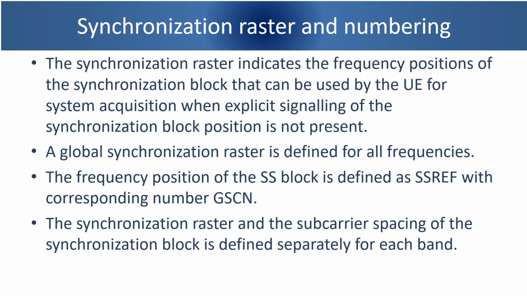So when we say synchronization raster, what we mean is the frequency position of the synchronization signal block, right? That at which frequency that location is possible. So possible locations of synchronization are on the synchronization raster itself, right? Whatever is defined.